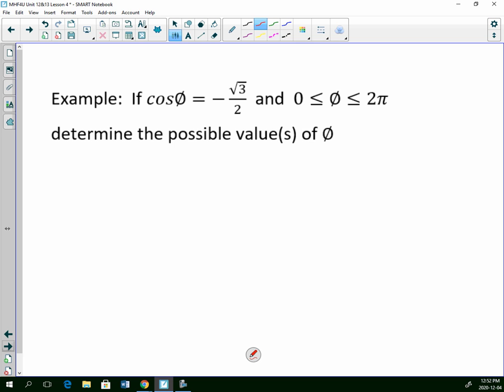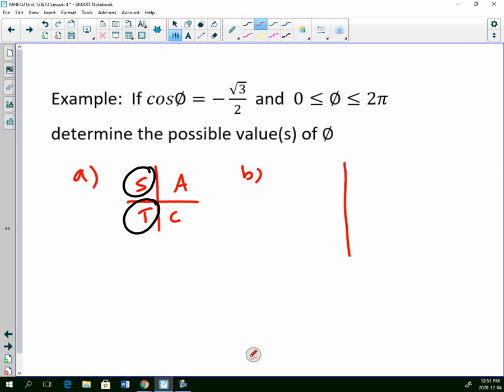Okay, so let's do this one. If cosine is negative root 3 over 2, determine the possible values. So step A, I'm going to use my cast rule to decide what quadrant it could be in. My cosine ratio is negative, so it could be in 2 or 3. It's not in 1 because they're all positive, and it's not in 4 because cosine is positive in 4. So it must be in 2 and 3.